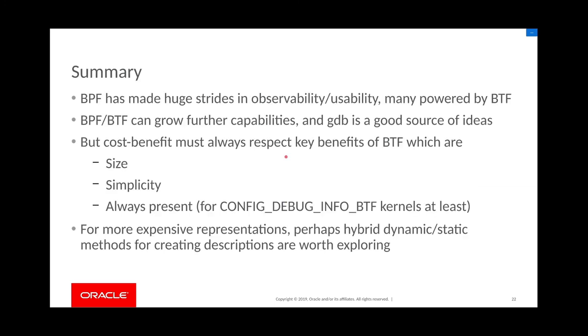So just to summarize, BPF has made huge strides in observability and usability. BTF has been a big part of that. It can grow further capabilities, and tools like GDB are a great source of ideas because they've had to wrestle with some similar problems in the past. But in doing any kind of assessment, the cost benefit always has to respect the key values in BTF, which are size and simplicity. And as a corollary of those, it always has to be present in running kernels. So when we're getting to that more expensive representation, we may need to look at having some sort of hybrid dynamic static methods for creating descriptions. That might be the only way to really get to that instruction level tracing.